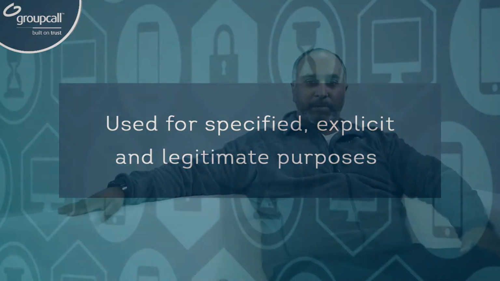Use for a specified, explicit, legitimate purpose. If you're collecting data and you're putting it onto your website, for example, if you're collecting the child's photo and putting it onto your Facebook account, you would have to be explicit on what you're doing with that data. If at a later date you decide to put it on your Twitter account, you would have to state that in your consent form at the beginning, or you'd have to go back and get consent.